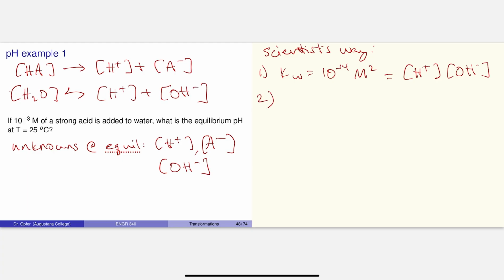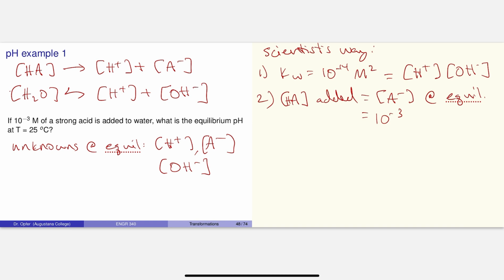For our second equation, let's go back to our chemical equation. Let's say I have 1 molecule of HA, it's going to form 1 molecule of H plus and 1 molecule of A minus. So from stoichiometry, we know that the amount of HA added equals the amount of conjugate base at equilibrium. And we're actually told how much HA is added, right? Our strong acid. We're told 10 to the minus 3 moles is added. So that means this is equal to 10 to the minus 3.